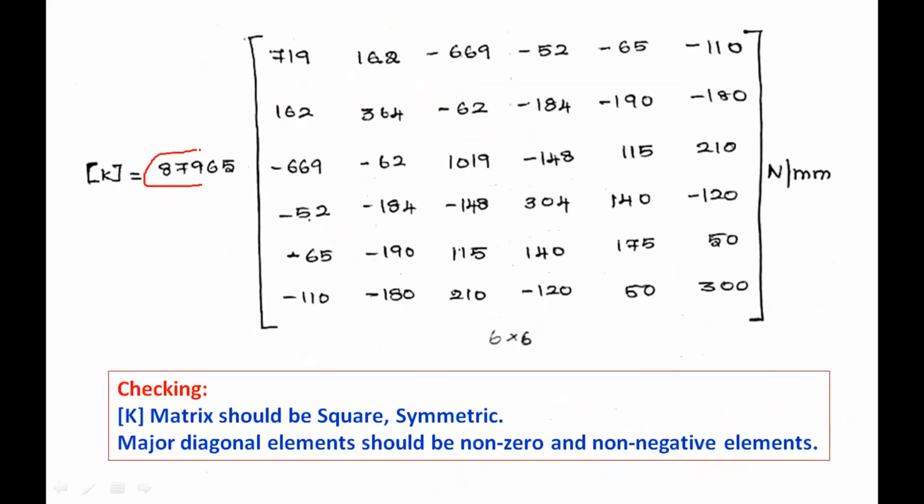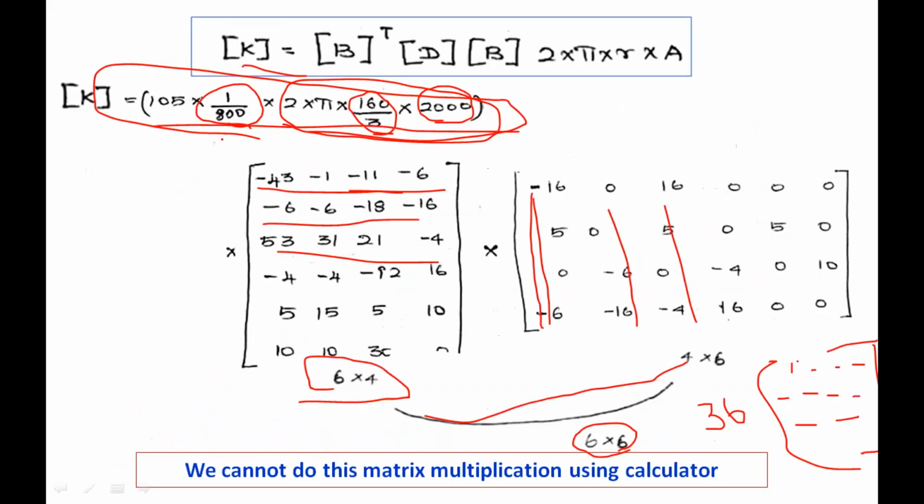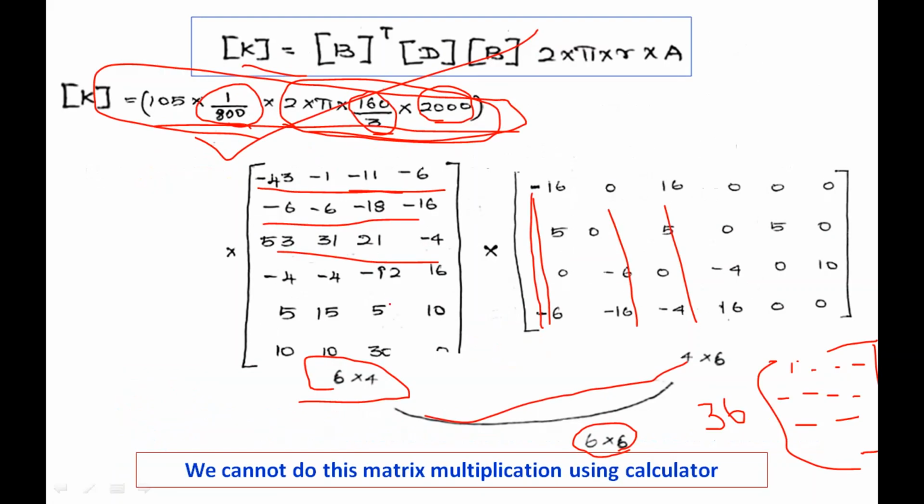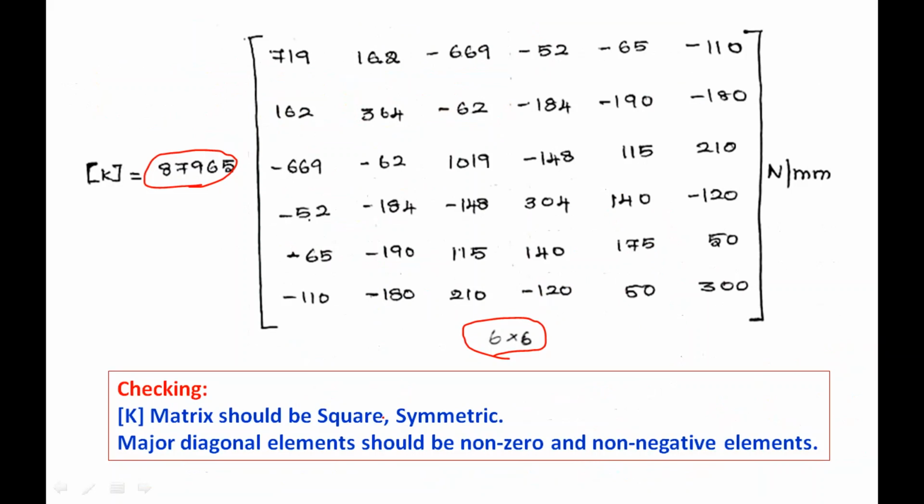This is the constant part, 87965. Then this is the 6 by 6 matrix obtained by multiplying these two matrices. We know the properties of the stiffness matrix. In the major diagonal, we should not get any zero or negative number. It should be square and symmetric, and we have to check the symmetricity after getting all these values.